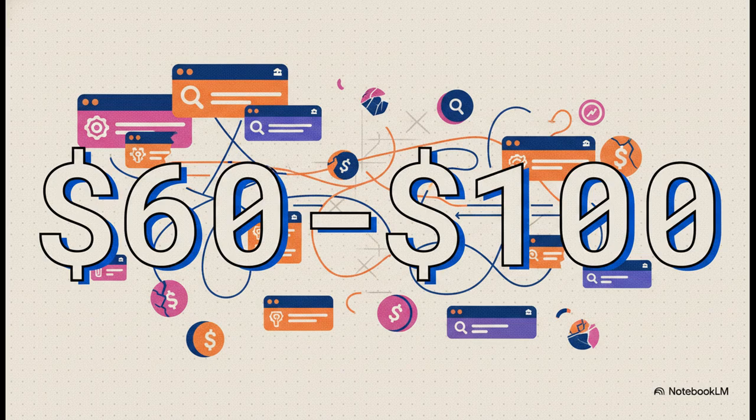The average professional juggling 3 to 5 fragmented AI tools is shelling out between $60 and $100 every single month. And honestly, the craziest part is that they still aren't getting what they need. They end up using the wrong tool for the job simply because it was the tab that happened to be open. You're basically paying premium prices for a deeply inefficient workflow.